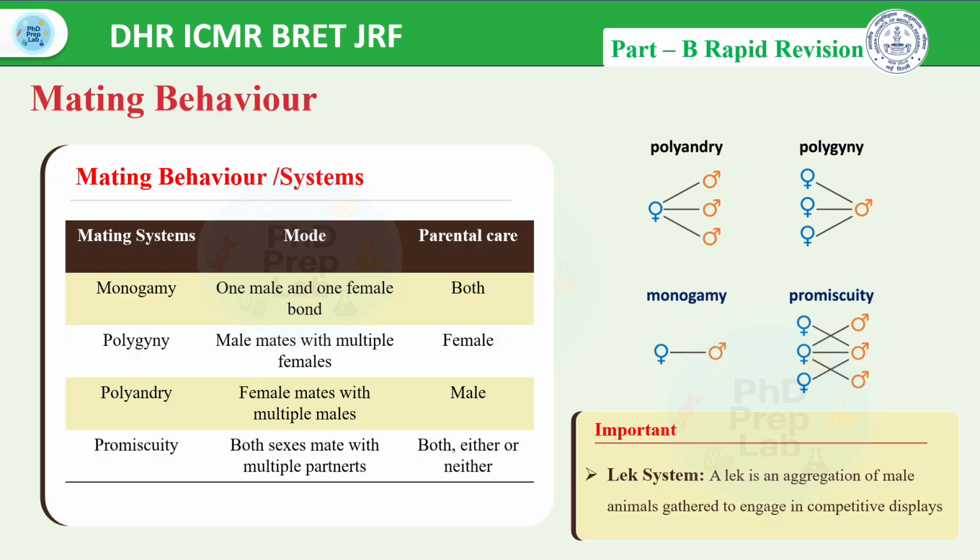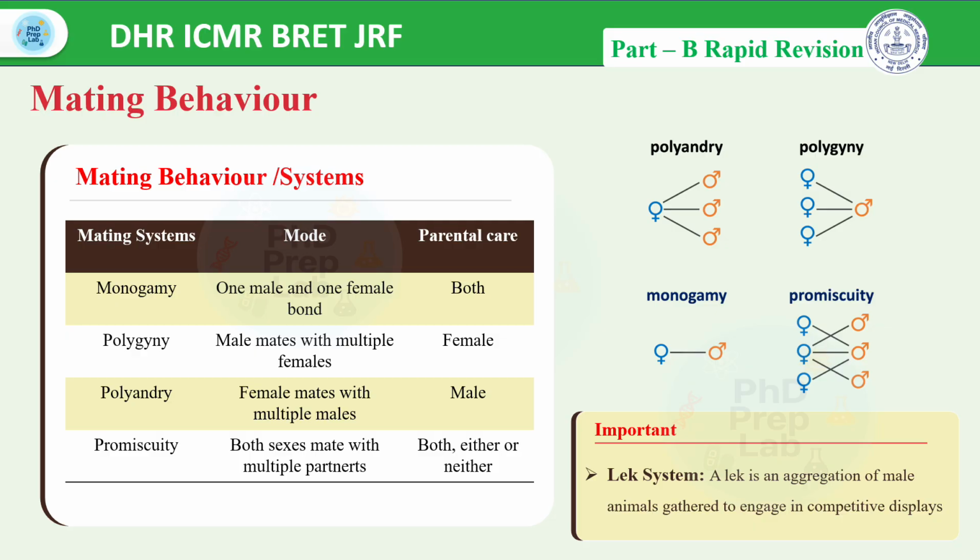And then you have polygyny, where there is a male which mates with multiple females, and the parental care is given by the female. So it's also important, the parental care is given by which gender. It is very important. In polyandry, the females have multiple male partners, and the parental care is given by the male. And in promiscuity, both the sexes mate with multiple partners. So parental care could be given by both or one of them or none of the parents.